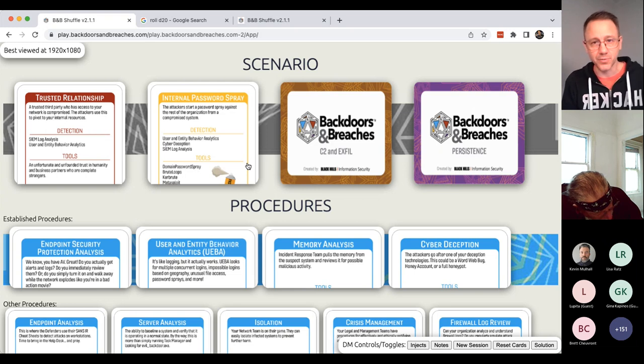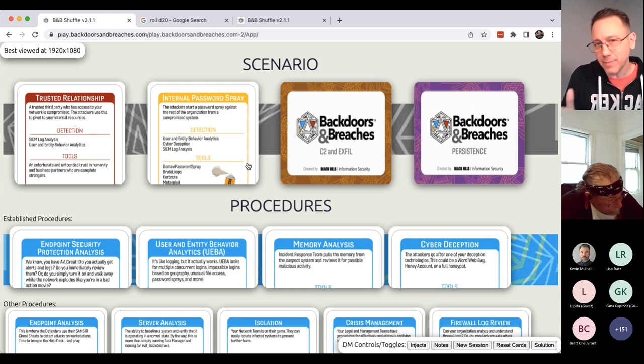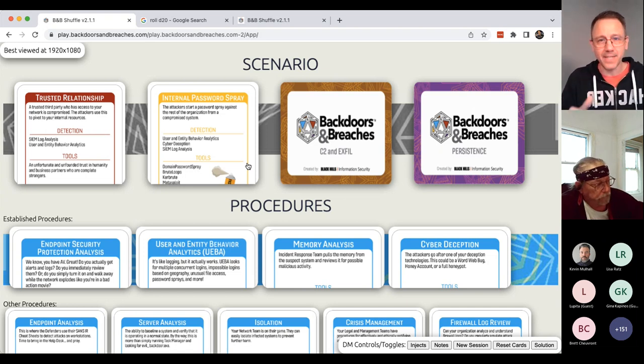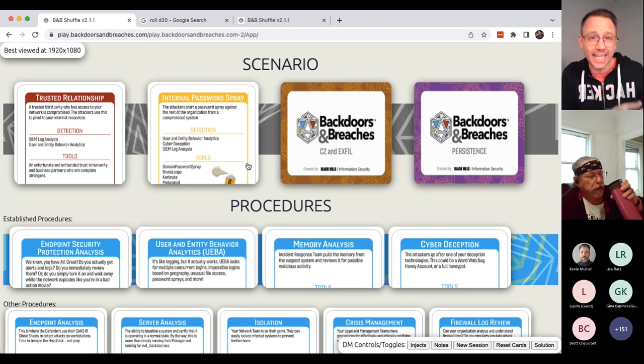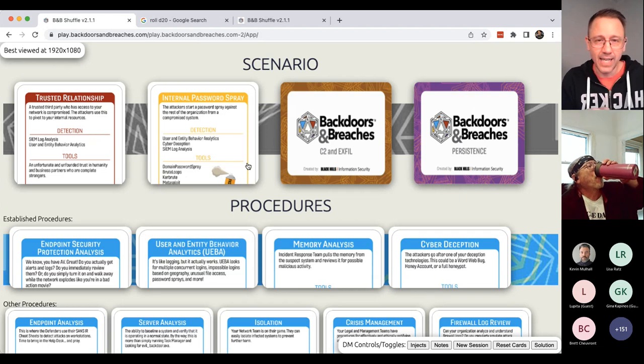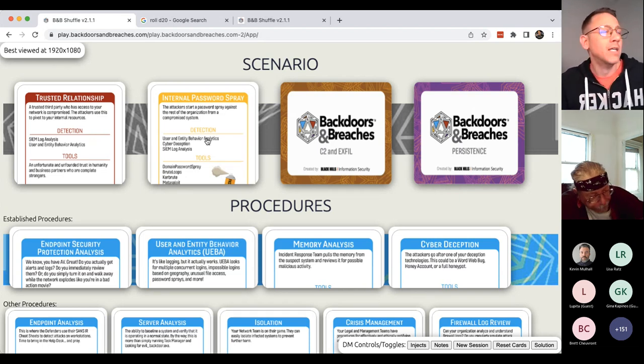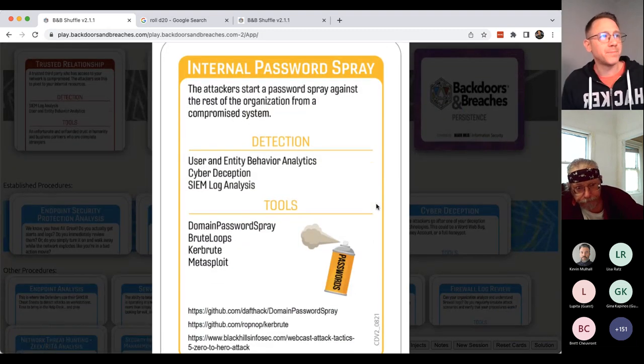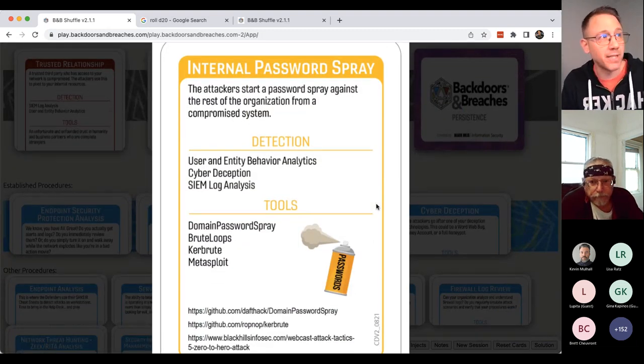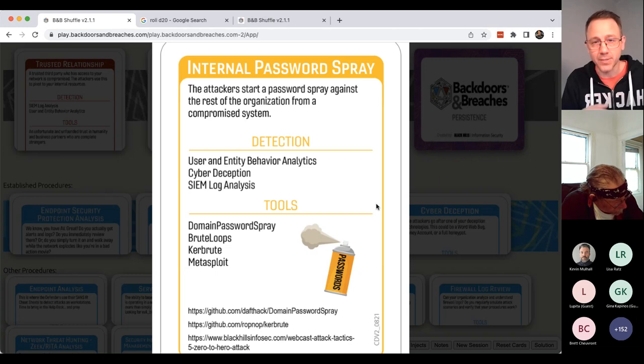They're escalating privileges, because, right, they started off and they got Carolyn's privileges, but Carolyn doesn't have admin rights. And so now they have to escalate up to admin rights, or they get onto Ann's system. And so Ann doesn't have admin rights, and so they have to escalate privileges from Ann's system to another. So what they do is an internal password spray. So the attackers start a password spray against the rest of the organization from a compromised system.